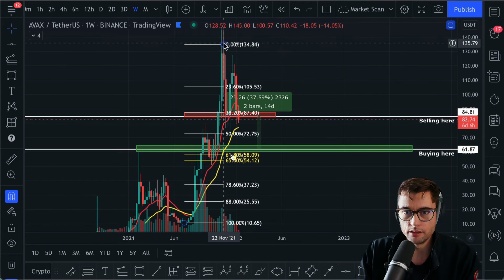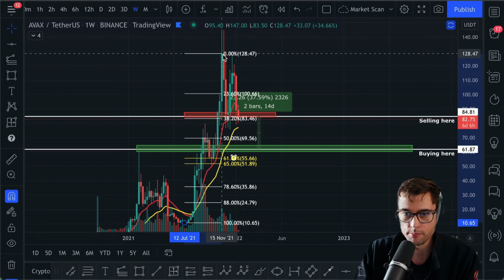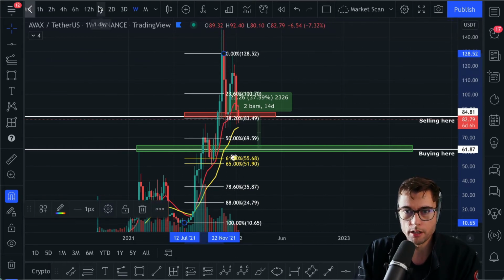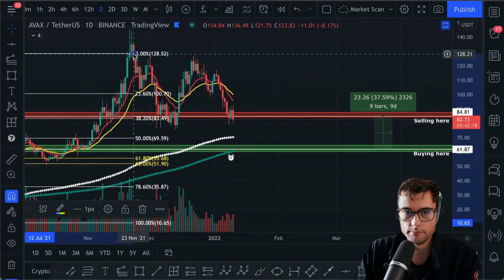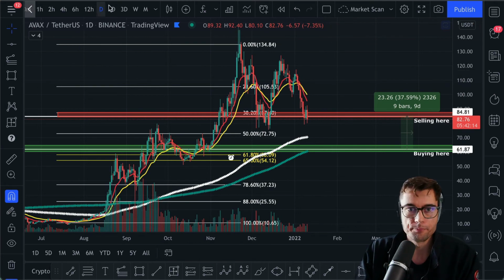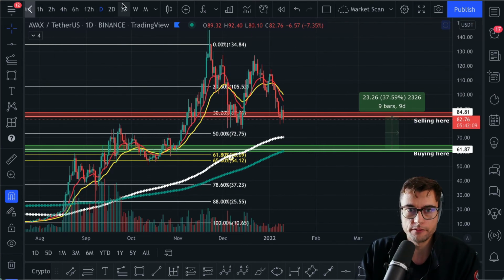Actually, I almost want to get it at $51, to be honest. I almost think that I might do 51, but I'm going to do it like this, and hopefully this will work out. So yeah, buy at 62 and sell at 84.